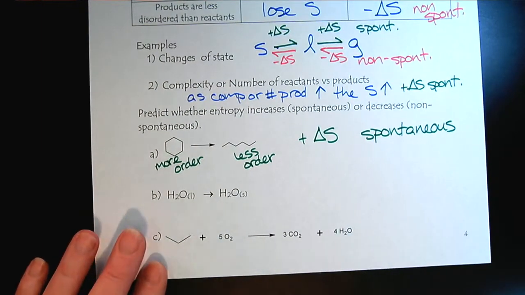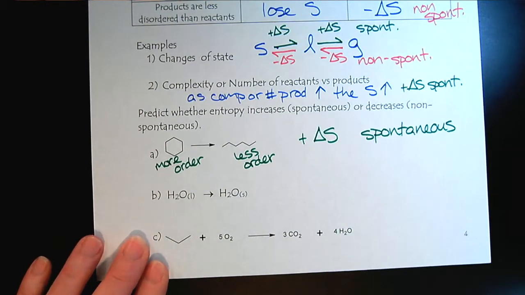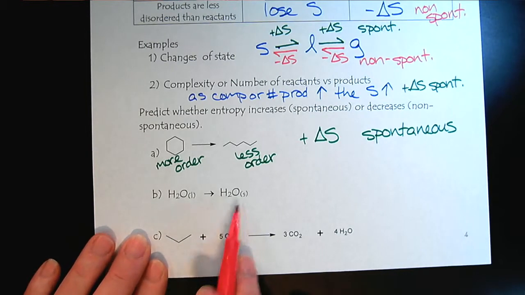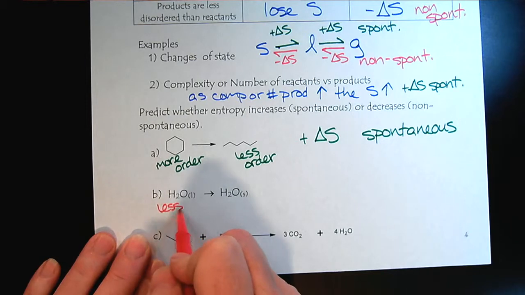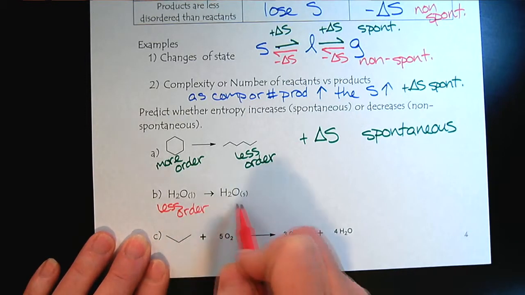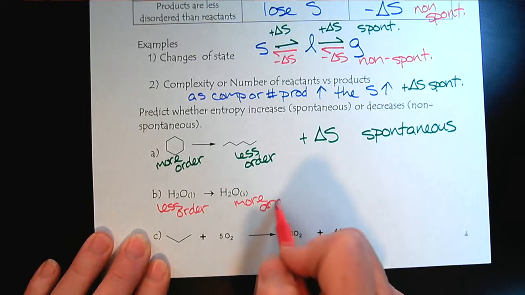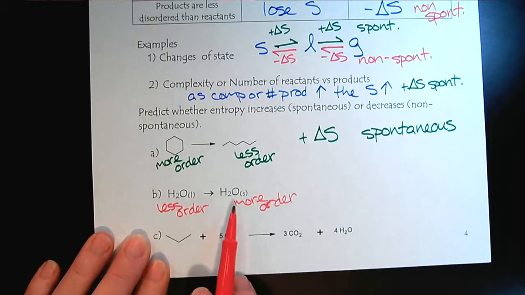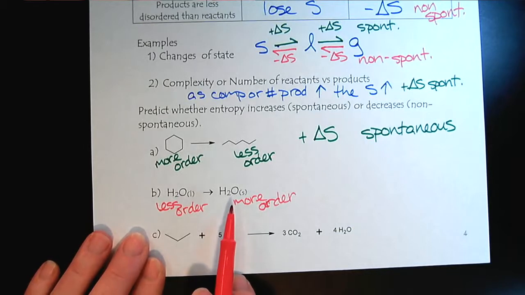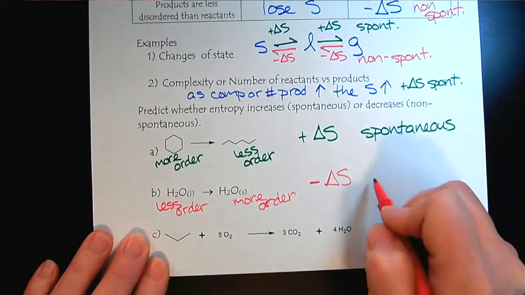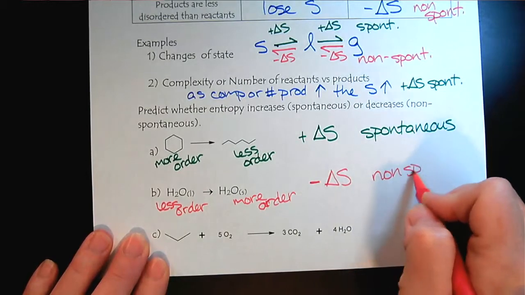Now let's look here, we have water as a liquid going to water as a solid. So here we would have less order, definitely more order in the solid. If we spill a glass of water, it makes a big mess. Drop a couple ice cubes, not a big deal. So we've lost entropy, non-spontaneous.